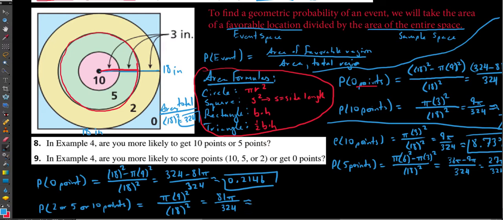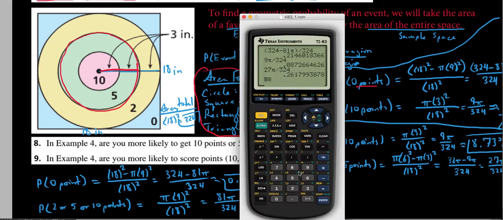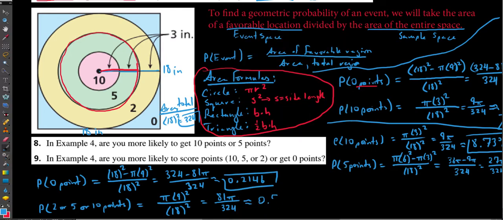And looking at this as a decimal, let's go ahead and take a look. We have 81 pi divided by 324. We get down to 0.7854, which is this guy right here. Now, this means that we're more likely to get this 2 or 5 or 10-point region space, and we can see it clearly with our decimals here.